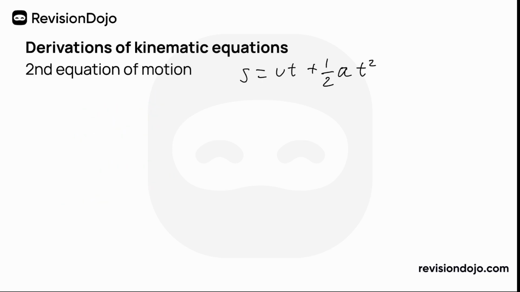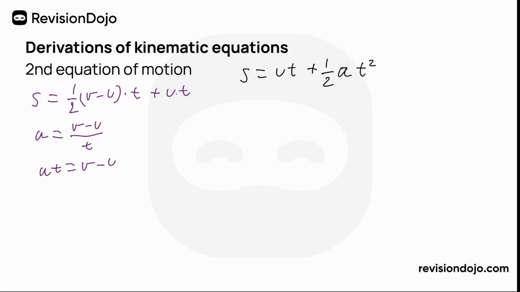The second equation of motion is the equation for distance. So here, it's quite obvious what we're going to do. We're going to look at the area under the graph that we had before. But as you can see, we have acceleration in this equation. So how do we find that? Well, using once again our gradient equation here. And now we can substitute this back into here.